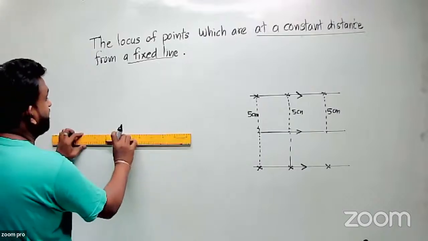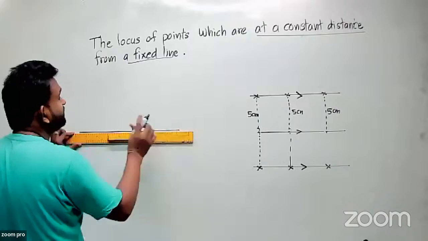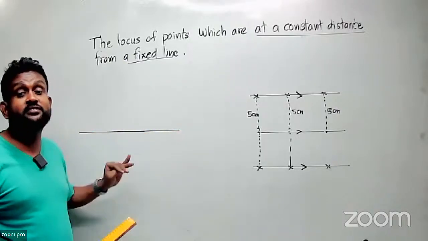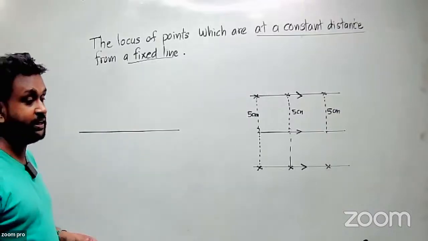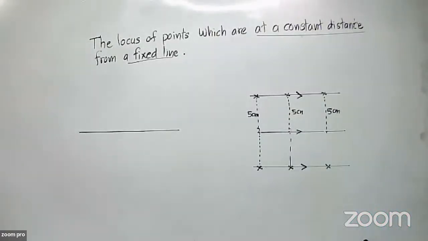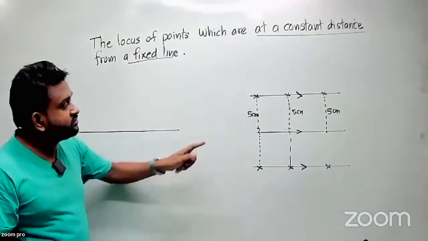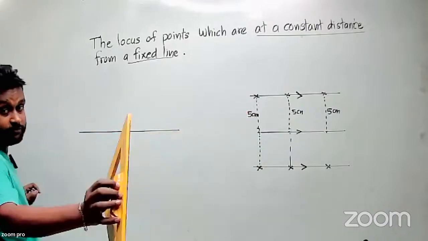Right, now there is a line. I need to make a locus having 2 centimeter equidistance to the line. So I can use the set square here to draw a parallel line. So this is the set square. Okay, that distance shall be the perpendicular distance, 5 centimeter. So this is how you do.